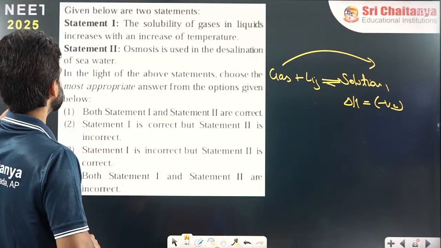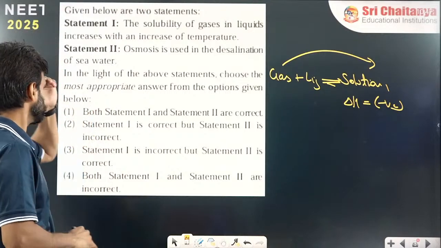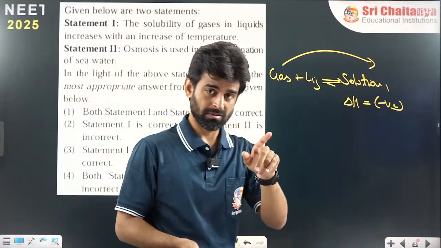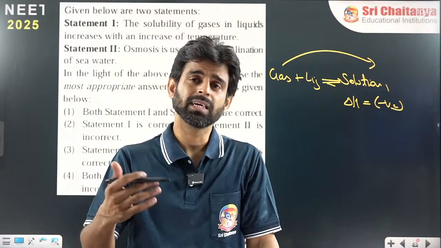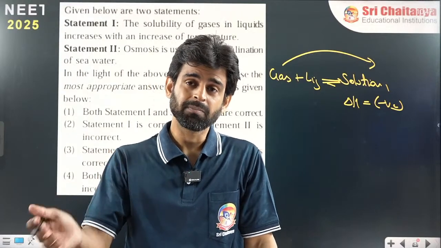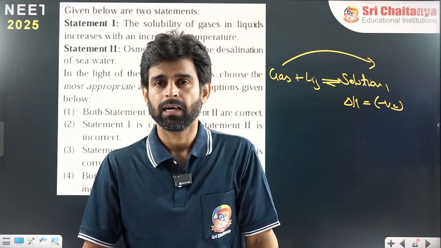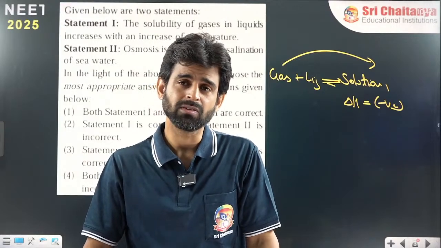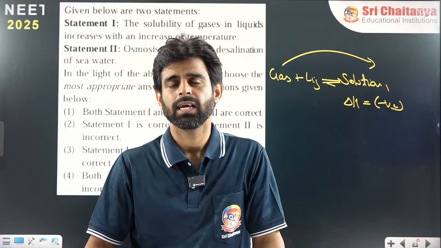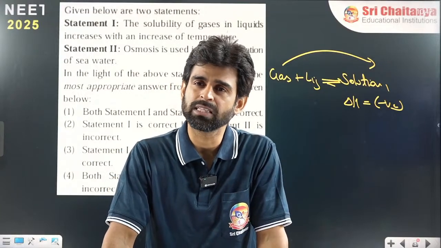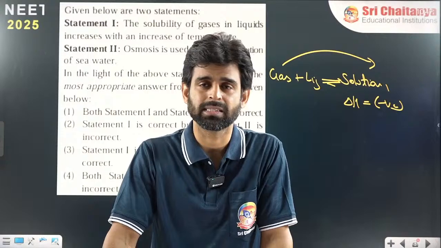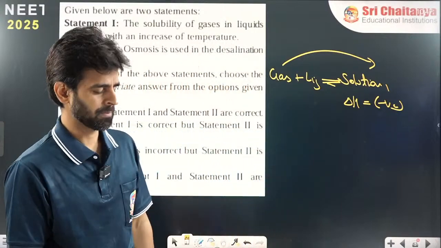Osmosis is used in desalination of seawater. Yes, we can say that, but that is reverse osmosis. The osmosis process we are using, but we put external pressure using a motor, and using the reverse osmosis we try to remove salt, we try to purify the water. That is reverse osmosis instead of osmosis, right?